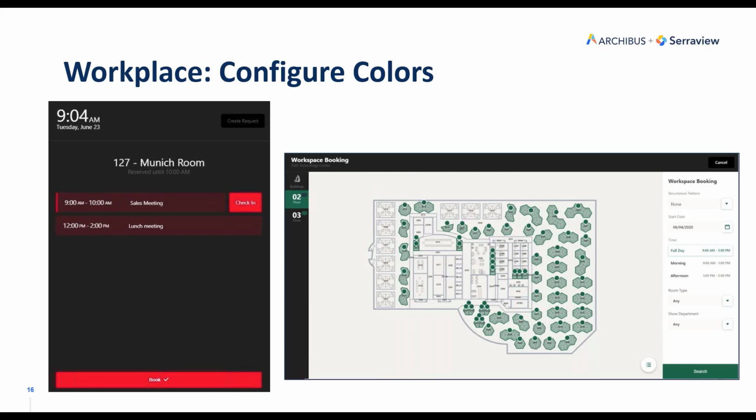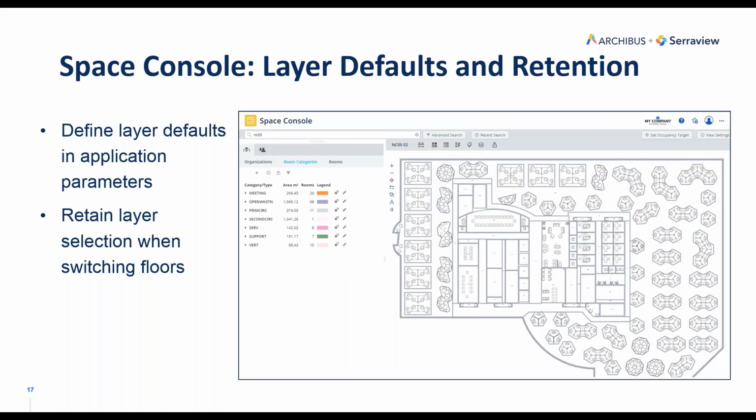Back on the space console, we have a layer menu that allows you to select the background layers that you see on the floor plan. You can see the furniture or the equipment, for example, or turn those off. In previous versions, they didn't retain after you searched or after you picked another floor plan. Now they do. So you can retain those layer selections when switching floors.